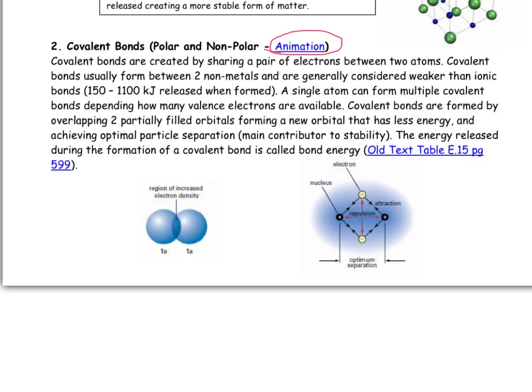A single atom can form multiple covalent bonds depending on how many valence electrons are available. So that's how we get double bonds and triple bonds being made. Covalent bonds are formed by overlapping two partially filled orbitals. And what that does is it forms a new orbital that has less energy. And this is how it does it.